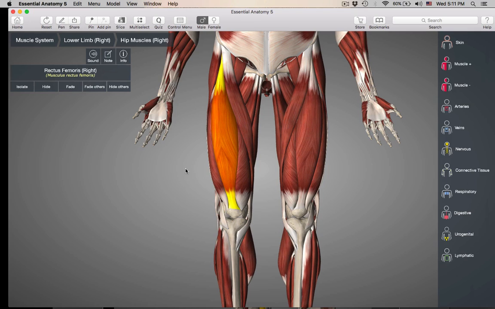So in our next video we'll be doing the hip abductors and adductors. So that's it for these muscles.